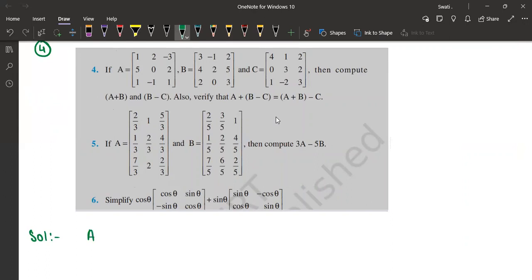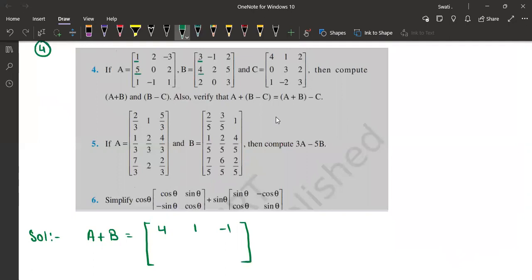Let us directly start. So a plus b. What is the meaning of a plus b? That we need to simply add a and b, right? So 1 plus 3, I'm directly starting, okay? 1 plus 3, 4, first entry. 2 plus -1, plus minus is minus, so 2 minus 1 is 1. -3 plus 2, that is -1.